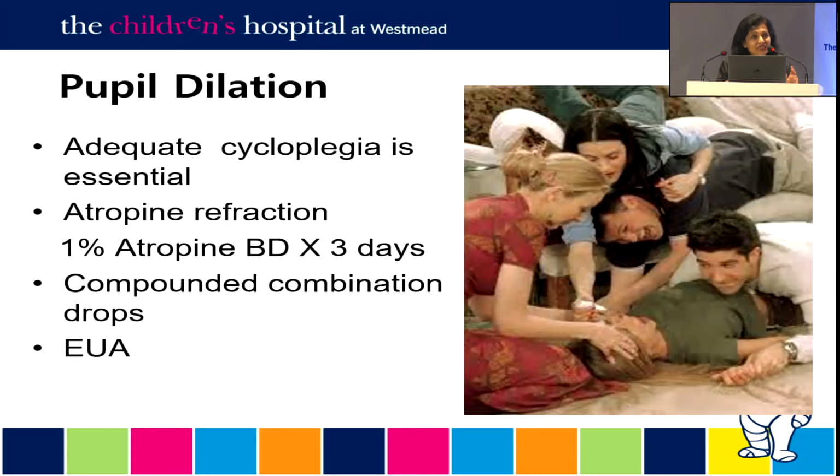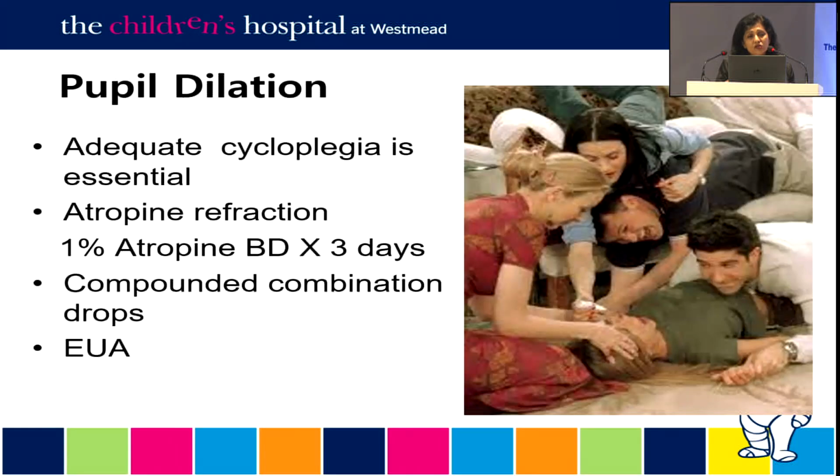So incomplete cycloplegia and ocular misalignment can cause very erroneous readings on refraction. Often the refraction may be over or underestimated if the pupils are not fully dilated, or if the eye is misaligned, because your retinoscopy beam is not in line with the pupils.